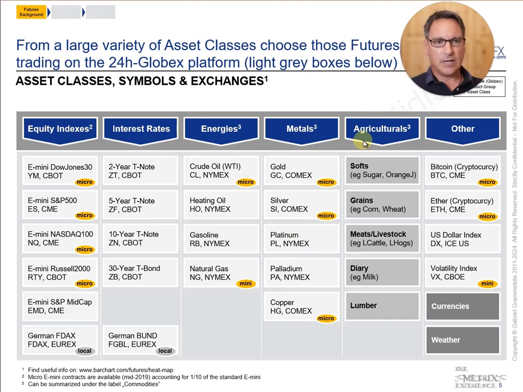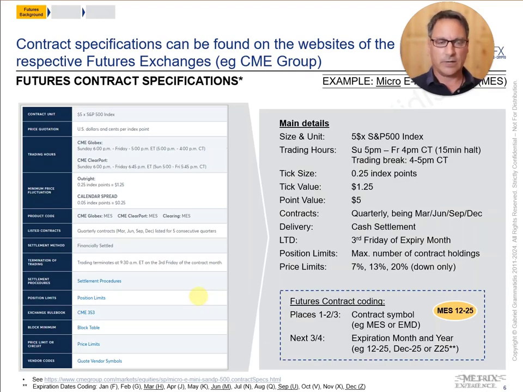We don't trade agriculturals because they do not trade 24 hours a day, right? We really want those liquid futures. Well, Bitcoin is part of that. Bitcoin, Ethereum, the US dollar index, and the volatility index. So these are the futures we basically trade on different time frames, looking for patterns.